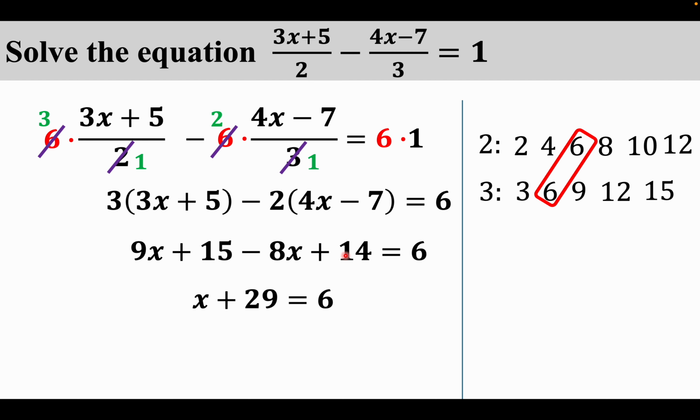Now, to isolate the variable x, subtract 29, because you're using the inverse of addition, which is subtraction, so we can subtract 29. The 29 cancels, so you get x equals negative 23.